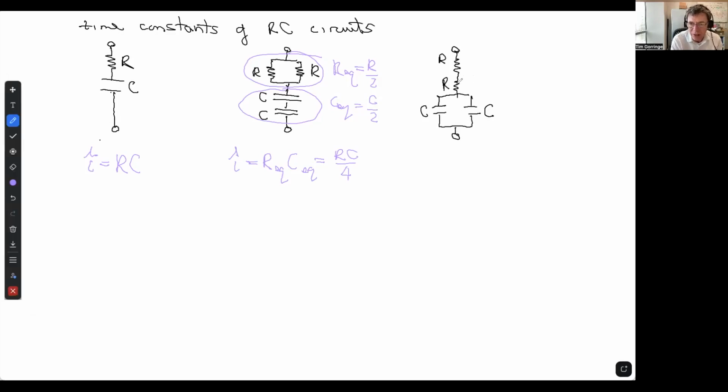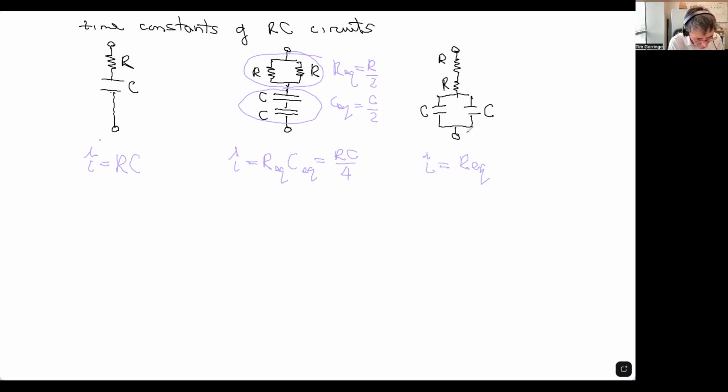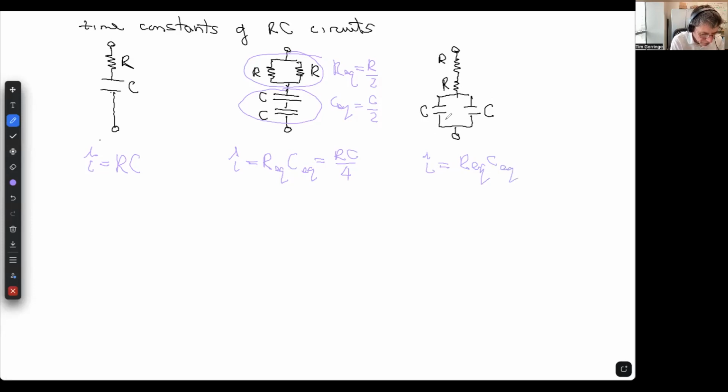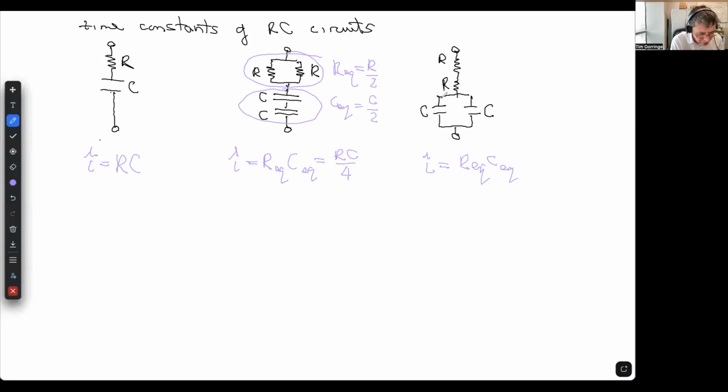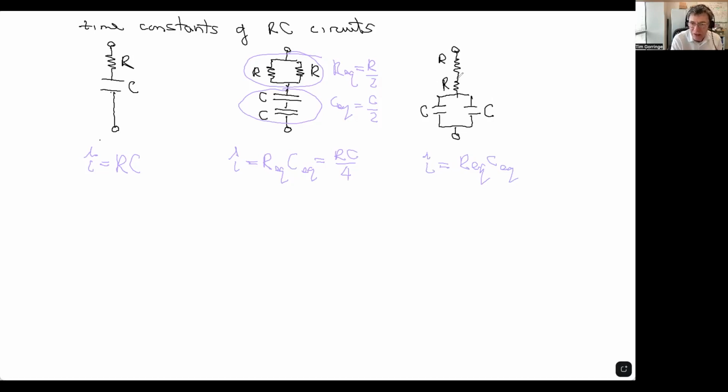You might be guessing the answer to this one by now, but the same starting point applies: the time constant for this circuit is the equivalent resistance of this network of resistors in the circuit multiplied by the equivalent capacitance of this network of capacitors in the circuit. And so our job is really, again, just to figure out what the equivalent resistances and equivalent capacitances are.